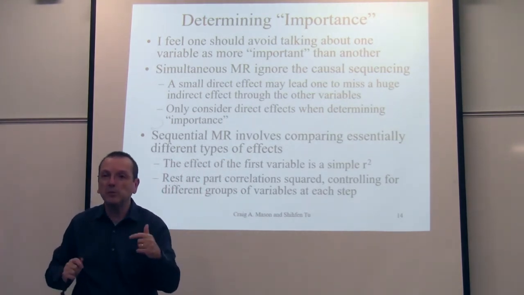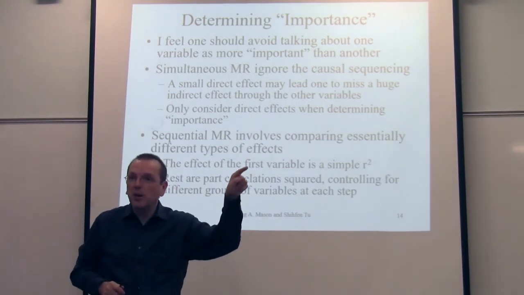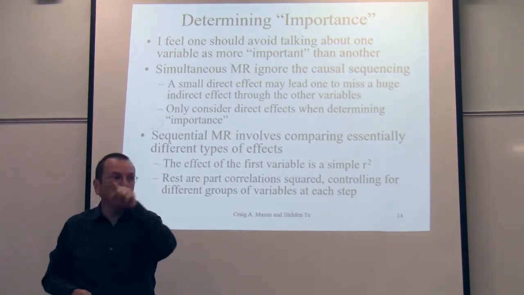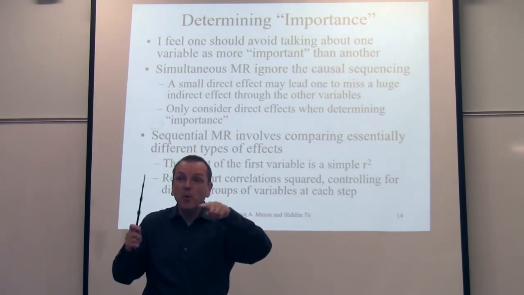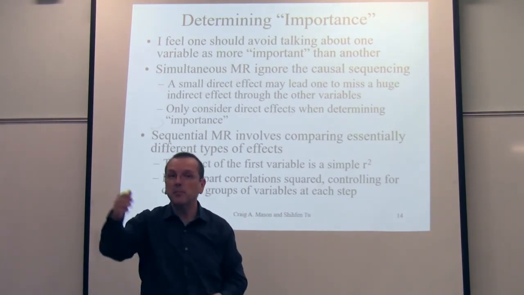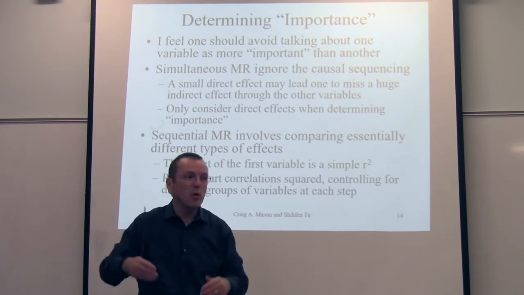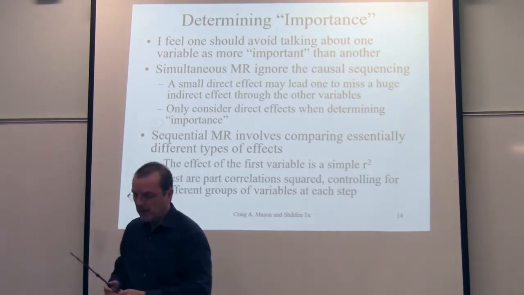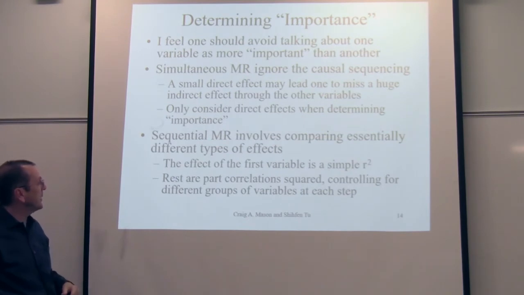Each variable, we're not comparing apples and oranges. We are comparing apples and oranges now. They're different measures of effect at each step along the way. One's an R squared, one's an R squared controlling for something, one's an R squared controlling for something and something else. And the more variables you have, the more something else is you're controlling for. So to look at one and say this is a big effect, that's like saying an orange is more orange than an apple. No. They're different things.